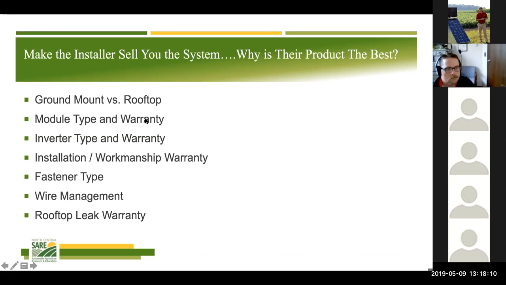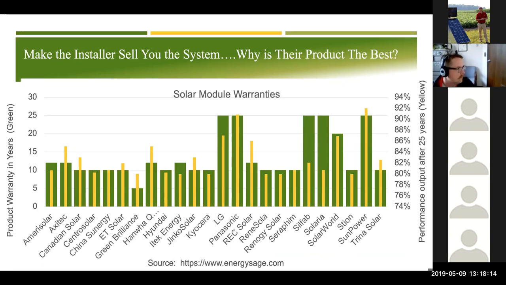I'm going to real quickly show a chart of modules and warranties. And this is kind of busy, but I'll walk you through it. There's really 2 different types of warranties associated with solar modules. And part of that is a production warranty.